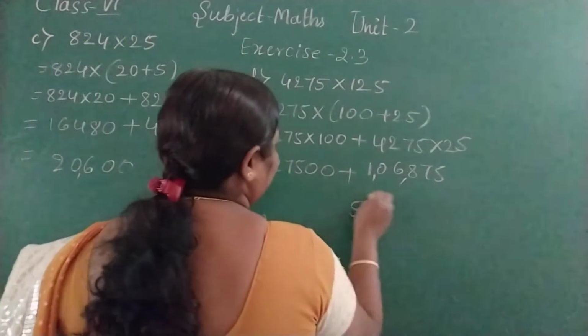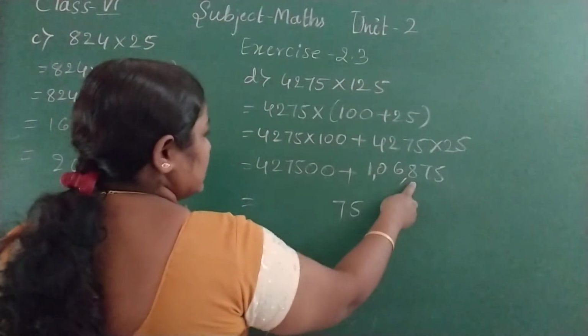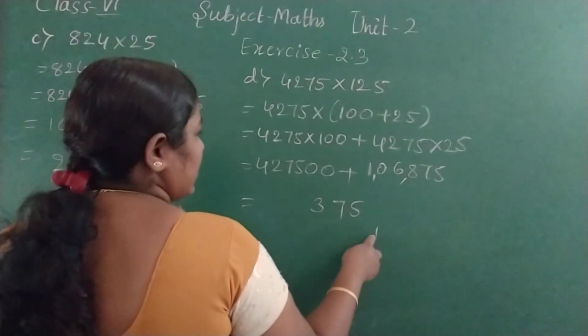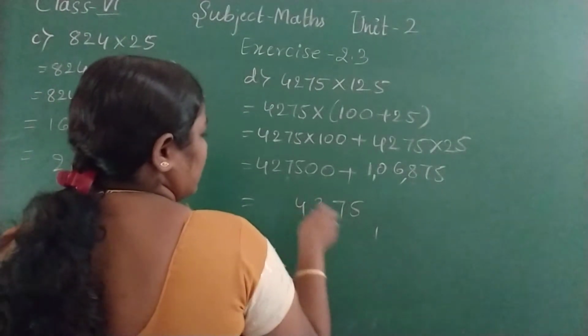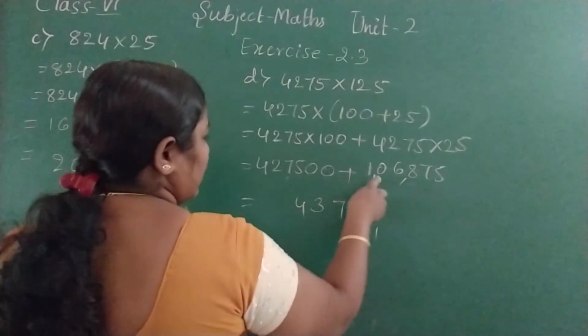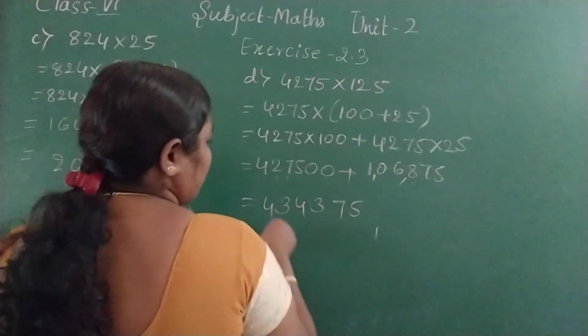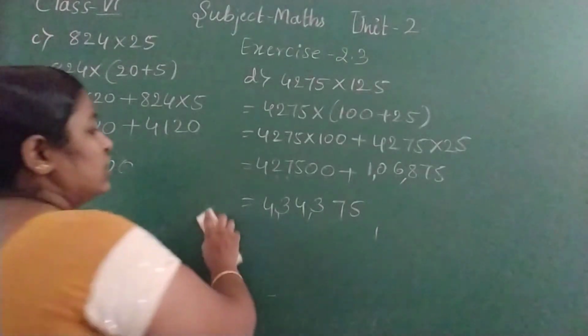0 plus 5, 5. 0 plus 7, 7. 5 plus 8, 13. 6 plus 1, 7. And then 7, 14. Again 1 plus 0, 1. 1 plus 2, 3. And this is 4. This is the answer. Next, E.